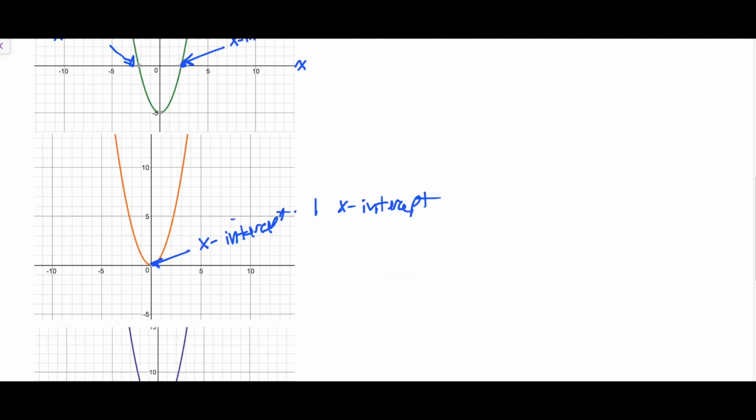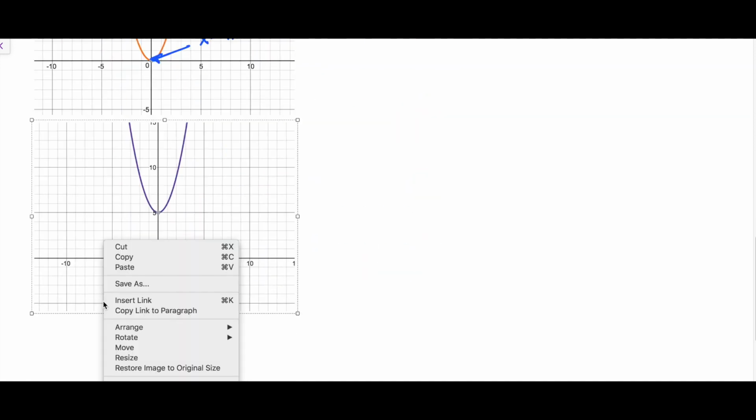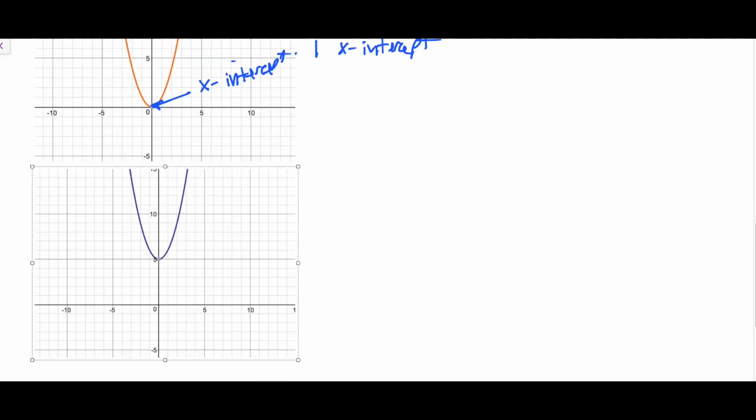Okay. And how many x-intercepts are here? 1. Now how many are here? Oh, then 0. 0, because the x-axis is right here. So it's not doing that. It's up here, right? Okay, so you have 0 x-intercepts.